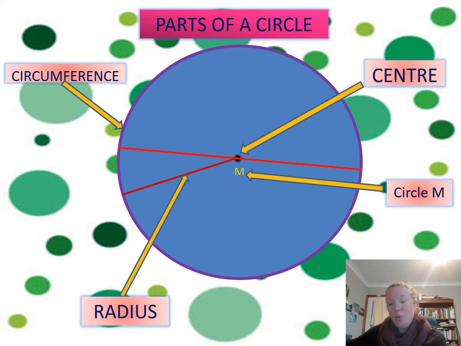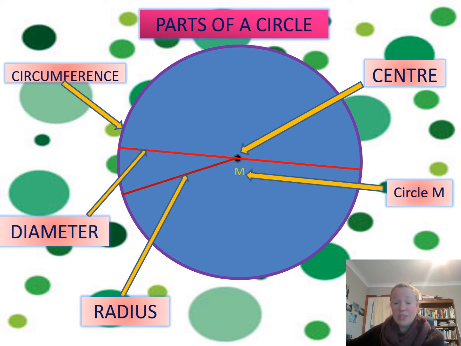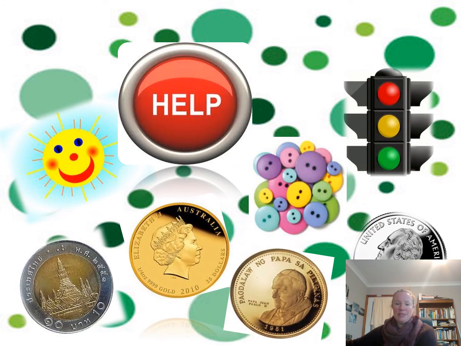And the one that goes all the way through the center of our circle, twice the length of the radius. Well done if you got diameter. Excellent. And the one that runs from one edge of the circumference to the opposite edge of the circumference, but not through the central point of our circle, is called a chord. Well done if you got that.